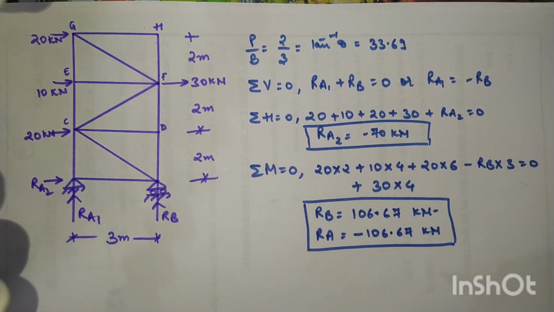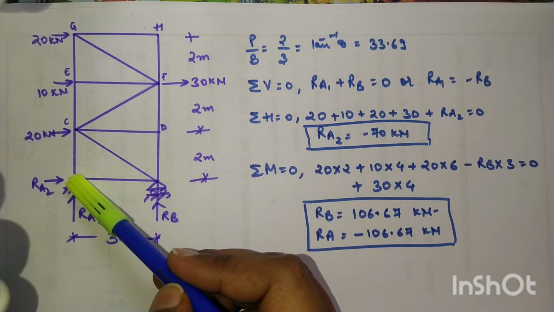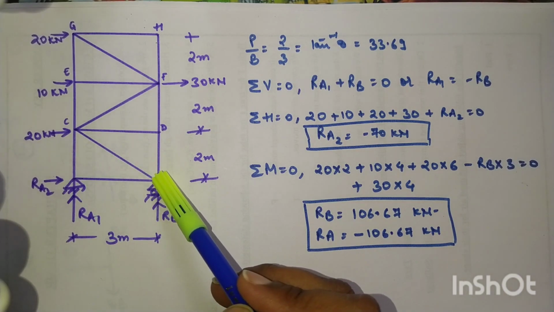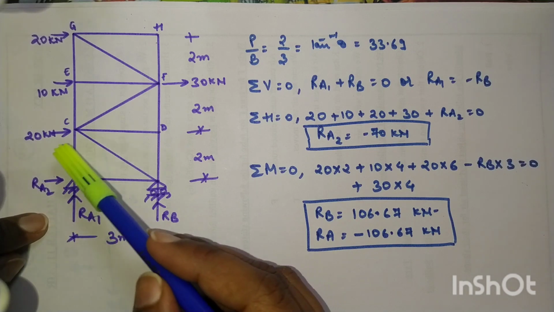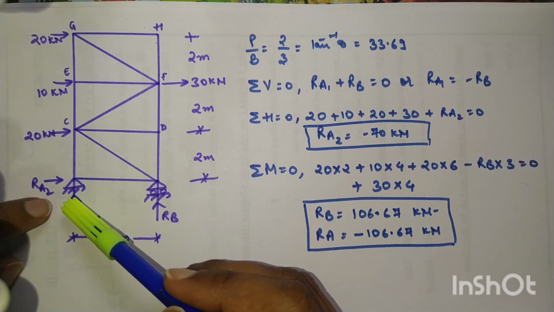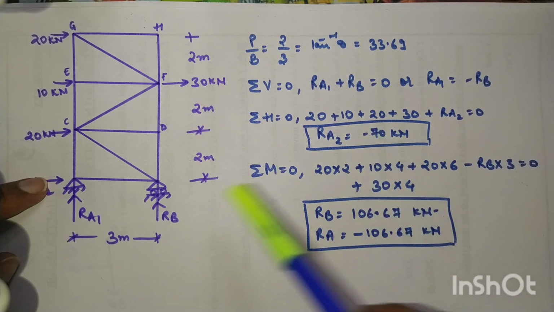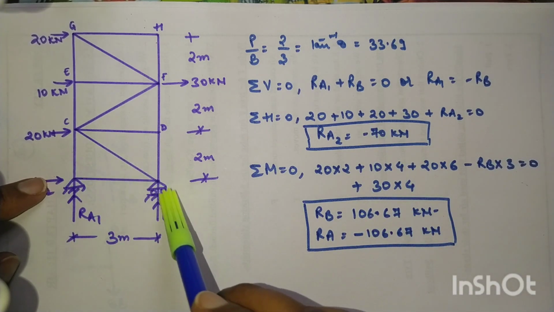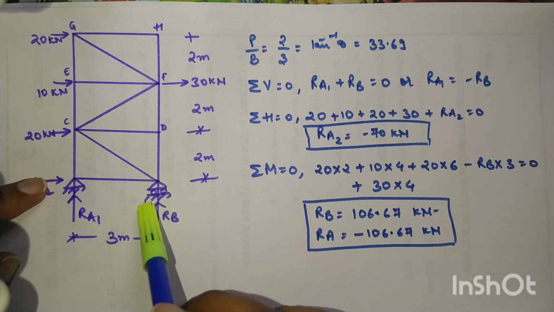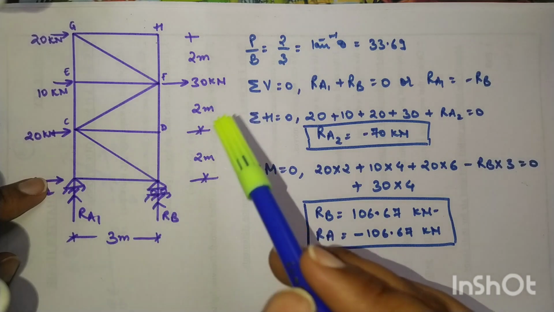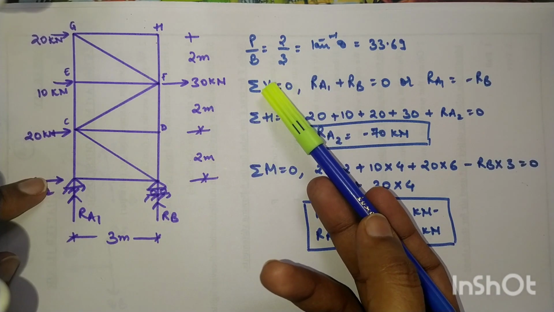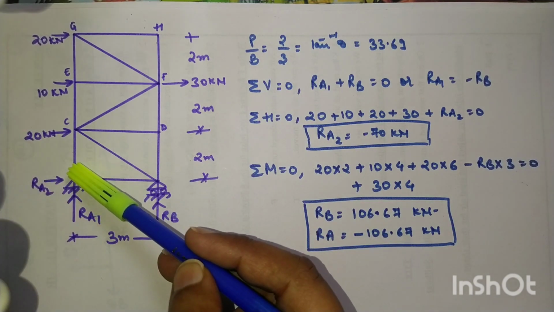Now we'll start analyzing all the members of the truss. तो अब हम शुरू कहाँ से करें? A point से कि B point से? At A point we have four forces, in which two are known to us and two are unknowns. We have two equilibrium conditions, summation V and summation H equal to 0. At B point we have 3 unknowns and we have only 2 equations. तो हम A point से start करेंगे.